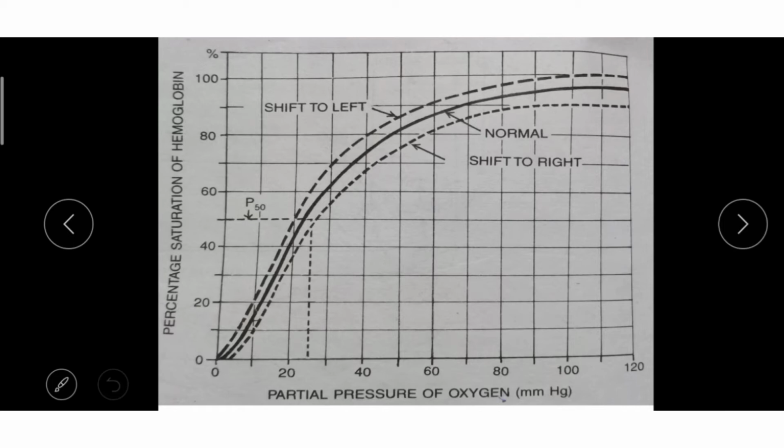This means the percentage of hemoglobin, the amount of hemoglobin which can bind with O2, is known as the percentage saturation. The relationship between partial pressure of oxygen, which is PO2, and the percentage of saturation of hemoglobin with oxygen is graphically illustrated by a curve called the oxygen hemoglobin dissociation curve, also called the oxygen dissociation curve. Here you can see this is the oxygen dissociation curve.